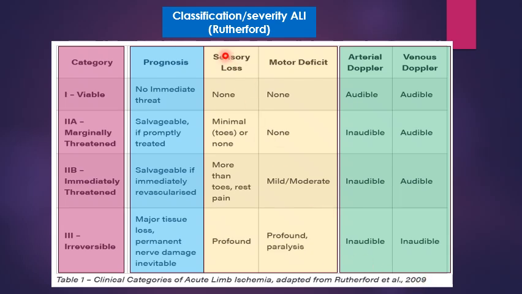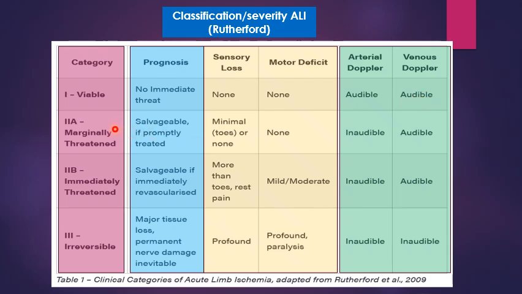Now, the classification and severity of acute limb ischemia, and the best classification is the one called Rutherford classification. Here, this we have gone through in chronic limb ischemia, it is similar. You've got category 1 to 3. Category 1 is viable, no problem, no immediate threat, no sensory loss, no motor deficit, arterial Doppler pulse is audible, and venous Doppler is also audible.